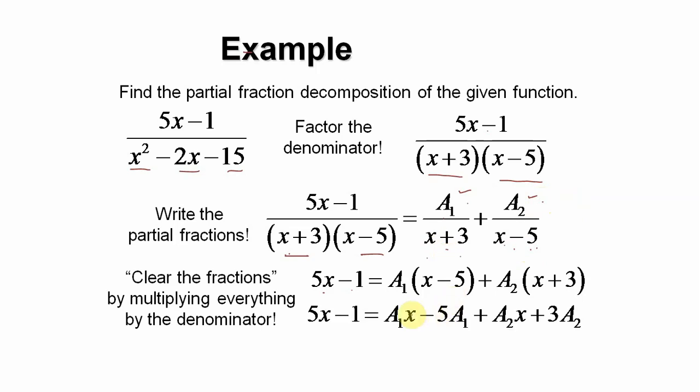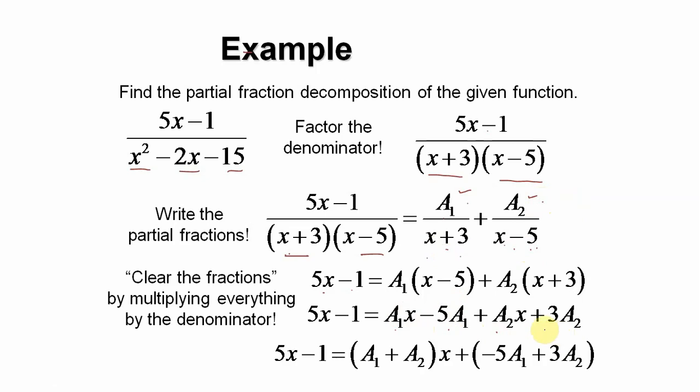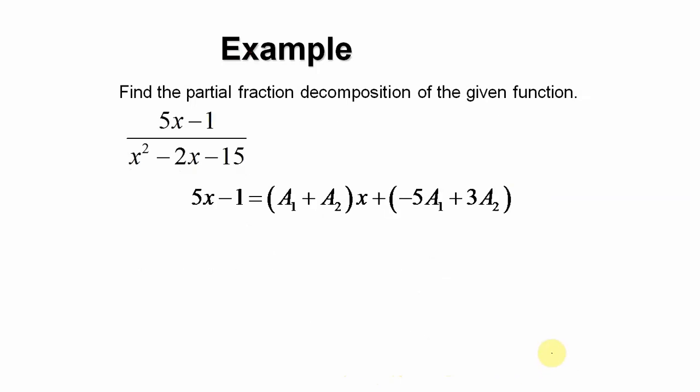Now solve it. You get 5x plus 1 is equal to a1x minus 5a1 plus a2x plus 3a2. Let's collect the terms having the variable x and those terms which do not have the variable x. I combine the terms a1x and a2x, and the terms without x I combine separately. So now I have 5x plus 1 is equal to (a1 plus a2)x plus (minus 5a1 plus 3a2). This is the expression that I am left with.